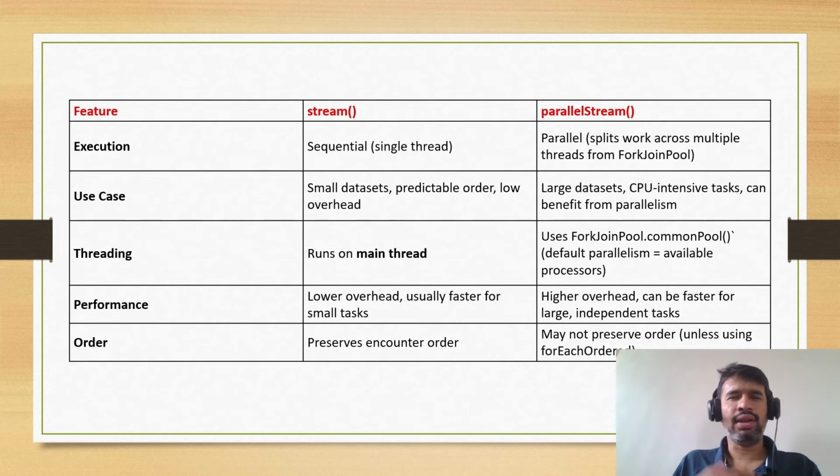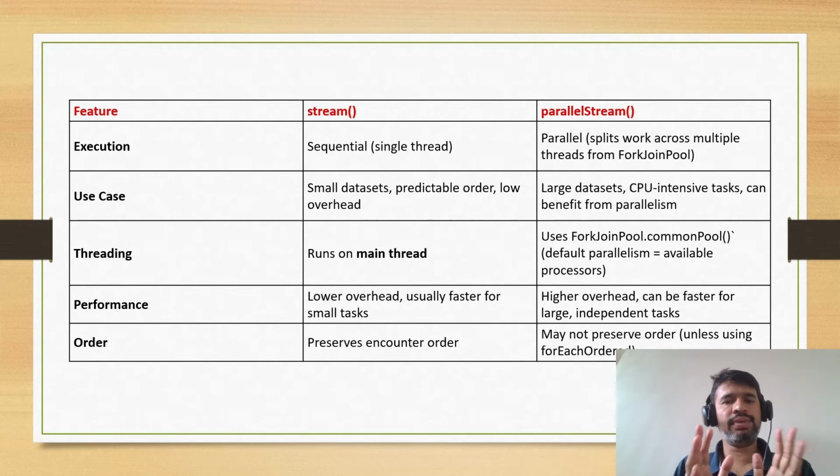So a little more detailed differences. Execution wise, stream is a sequential one. Parallel stream basically splits the work into multiple threads using fork join pool. This you should remember clearly. So execution wise, stream is basically sequential in nature, and parallel stream basically splits the work across multiple threads using fork join.